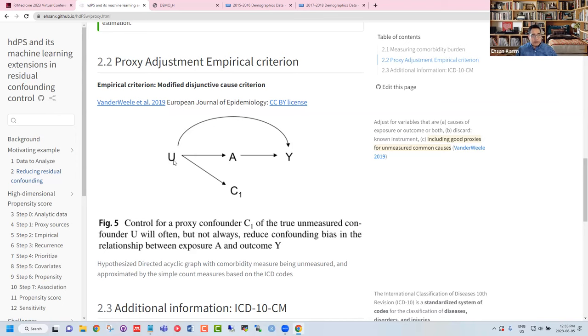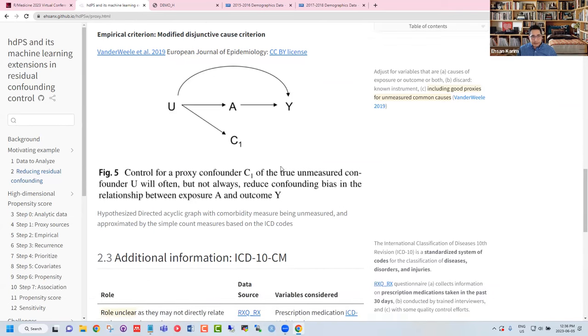Say, for example, in this particular DAG, you can see U is an unmeasured confounder, but C1 is something that is measured, right? So according to this modified disjunctive cause criterion, we should be adjusting for this C1 variable when trying to understand the impact of A on Y, all right? So in this particular situation, if we are talking about adjusting for a proxy variable, what are the proxy variables available in the ENHANCED data that would help us understand the comorbidity status?